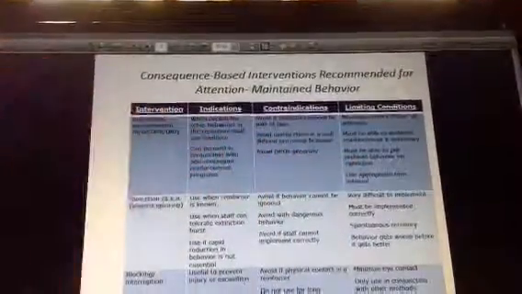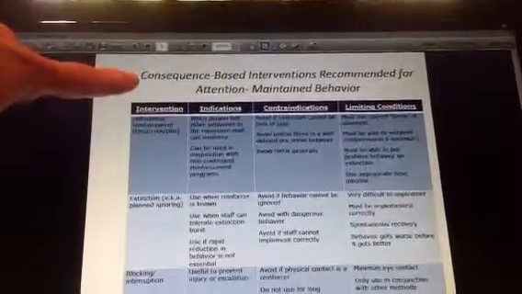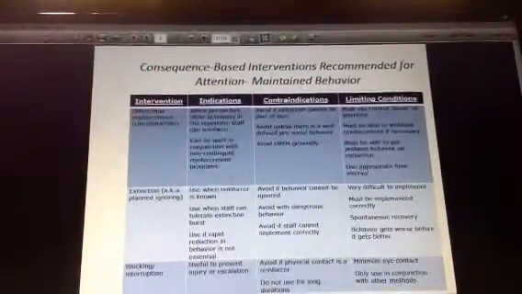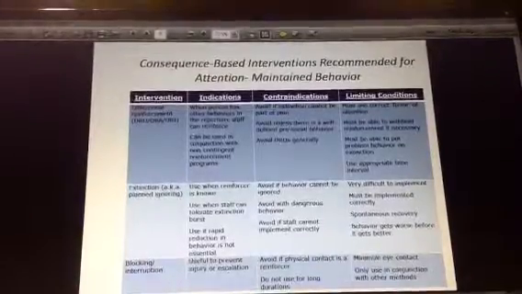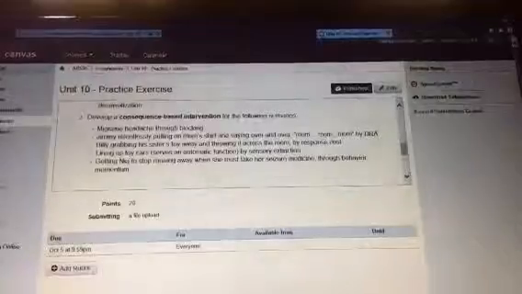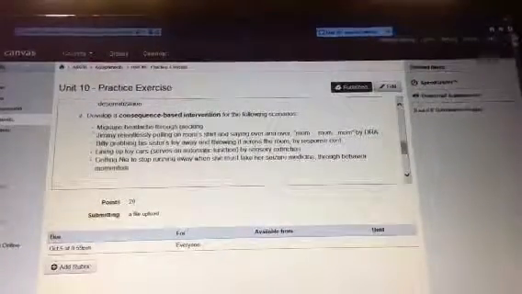So make sure that you're looking at consequence or antecedent and that you are addressing any other specifics that are introduced in that scenario and show that you're able to develop interventions based on the function of the behavior.